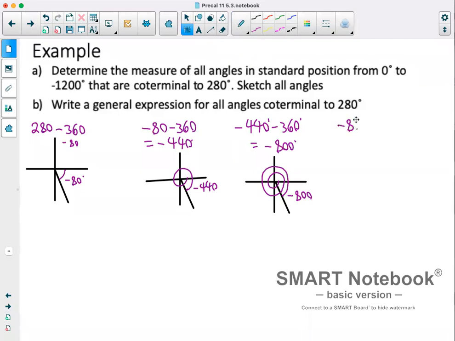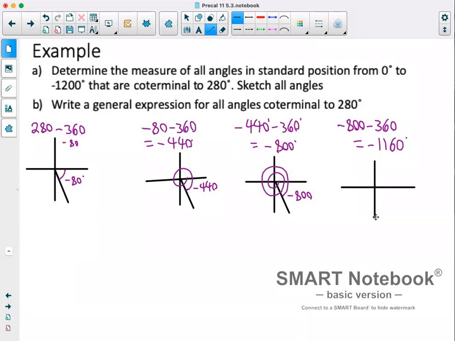Our next one, we've got negative 800 minus 360, which gives us negative 1,160 degrees. So this one, we will go 3 times around before getting to our terminal arm. Once around gives us negative 360, twice around gives us negative 720, 3 times around gives us negative 1,080, and then getting to our terminal arm is negative 1,160 degrees.